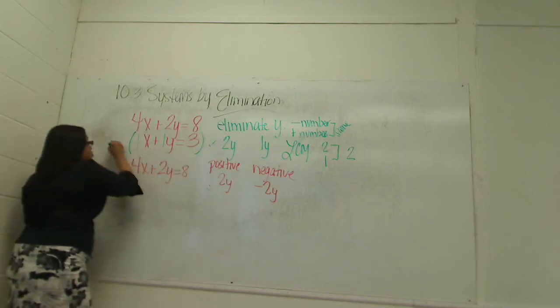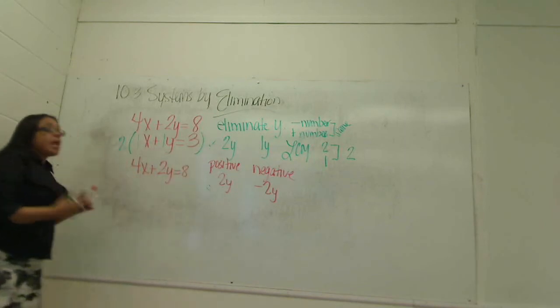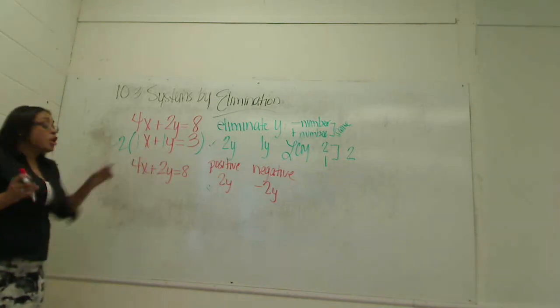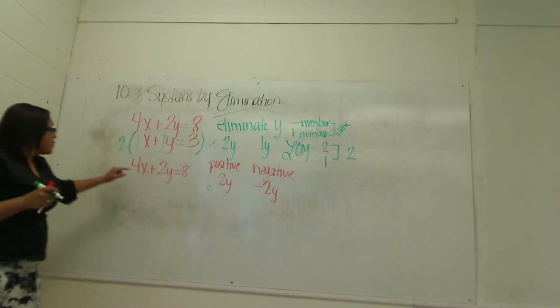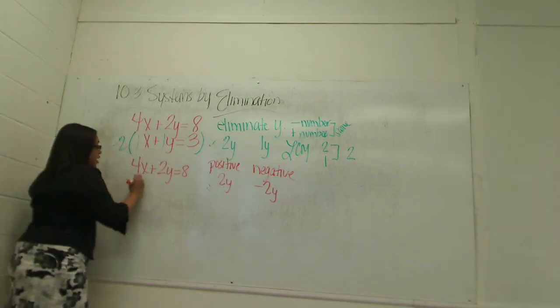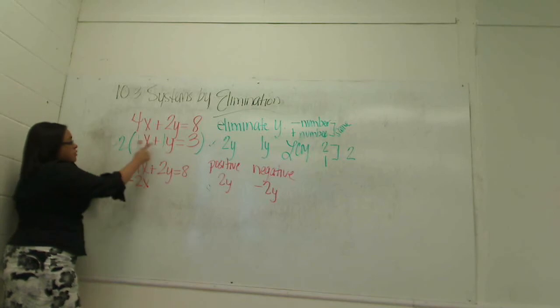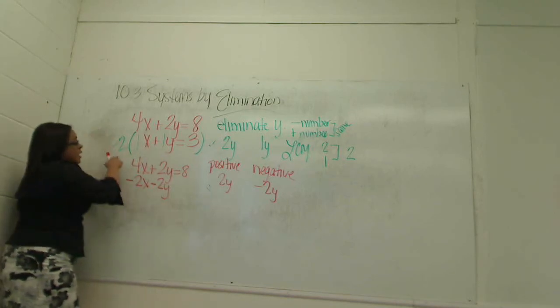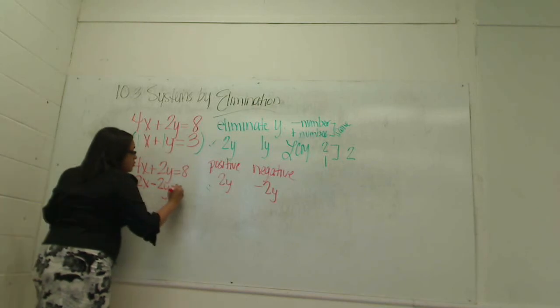So I have to do that to the whole equation. You can't just do it to one part. You have to do it to the entire thing. Negative 2 times 1x is negative 2x. Negative 2 times 1y is negative 2y. Negative 2 times 3 is negative 6.